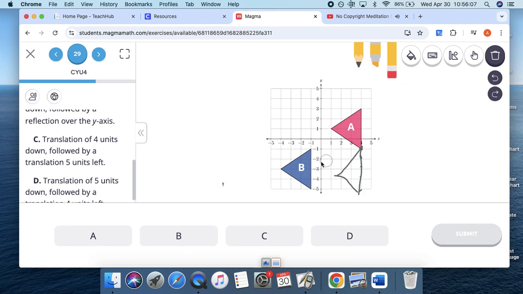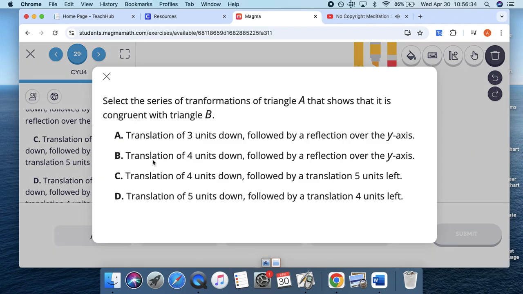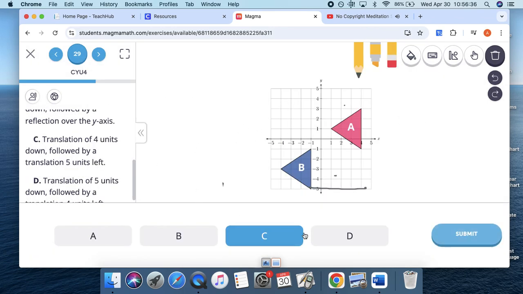C says a translation of 4 units down, and am I counting this wrong? 1, 2, 3, 4, sorry. So translation of 4 units down and 5 to the left. Let's see if that works. So 4 units down, then 1, 2, 3, 4, 5, and that looks like the correct one. 4 units down and 5 to the left. So C.